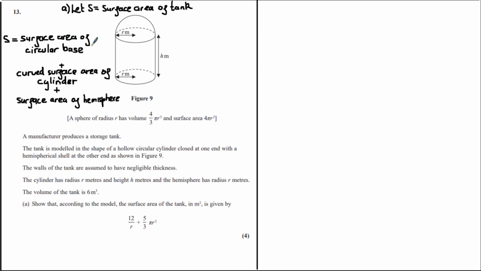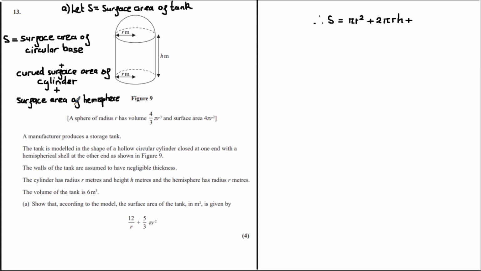So starting with the surface area of the circular base, we've been told that this circular base has a radius of r meters, and therefore the surface area would be pi r squared. The curved surface area of a cylinder, well, if we have a cylinder of radius r and height h, then the curved surface area would be equal to 2 pi r times h.